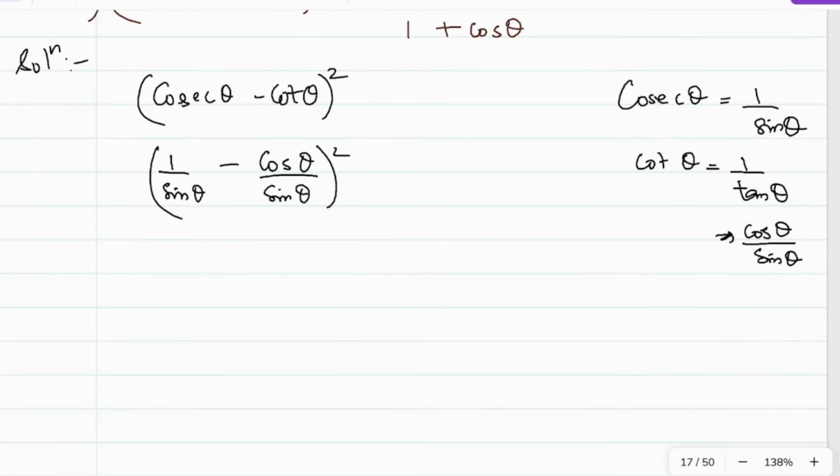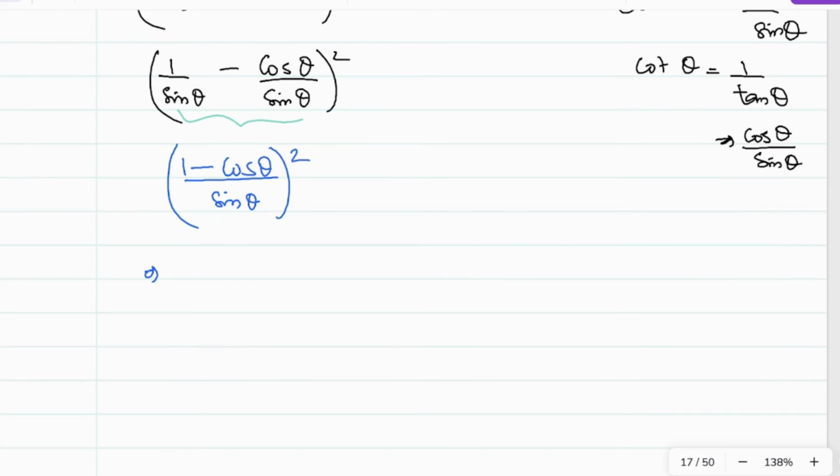Now look at the denominator. Both the denominators are the same. So I can write this as (1 minus cos²) divided by sin², the whole square. Then again this can be rewritten as (1 minus cos²) the whole square divided by sin²θ, right?